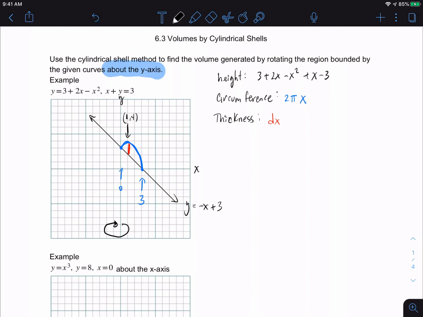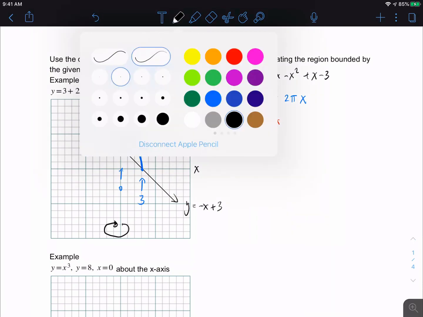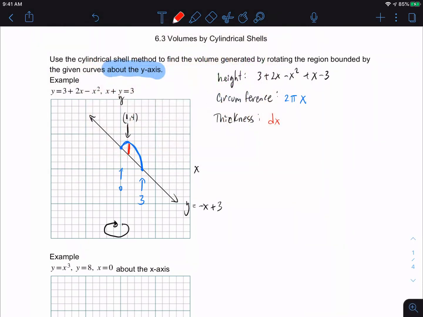Okay, so now what we're seeing is that red slice is going to be rotating, and so if I were to draw that, just so you guys could see, it would look something like this. And what's happening is it's being rotated around, right? And when it rotates around, it's forming a cylinder. Do you guys see that?